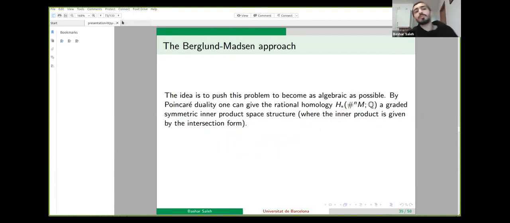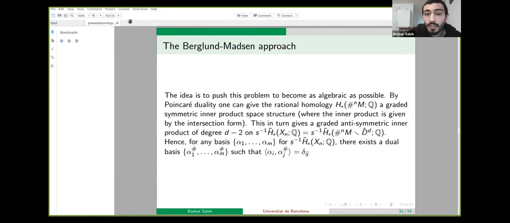And I will now describe the techniques by Berlin and Madsen. So the idea was to push this problem to become as algebraic as possible. By Poincaré duality, we can give the rational homology of the n-fold connected sum of M a graded symmetric inner product space structure. The inner product is given by the intersection form. And I should maybe say that M should be simply connected.